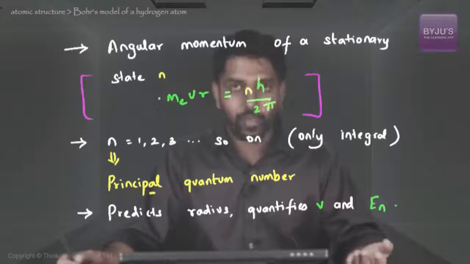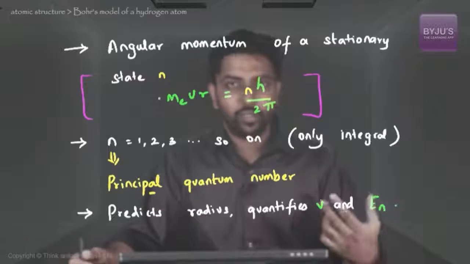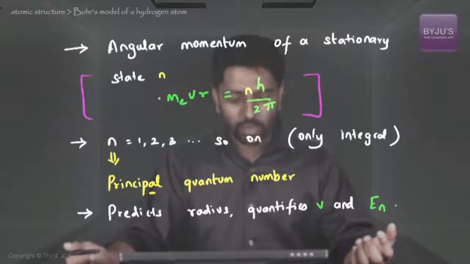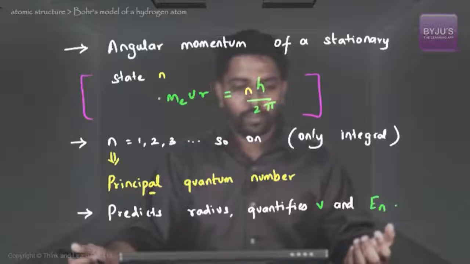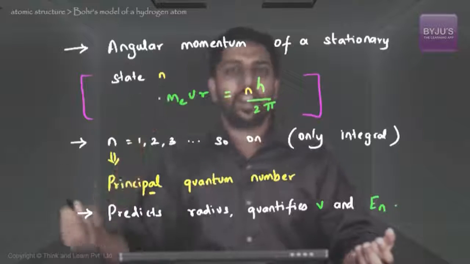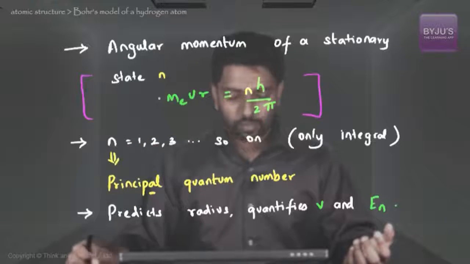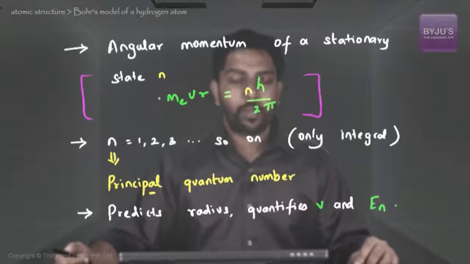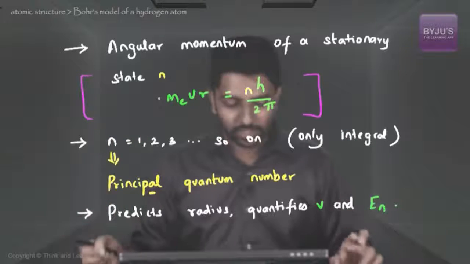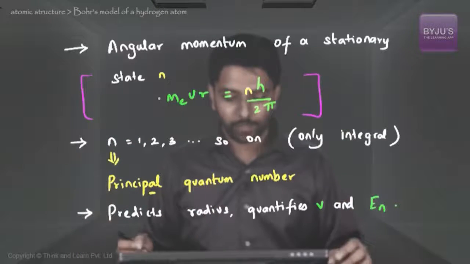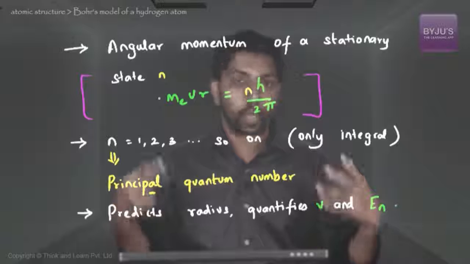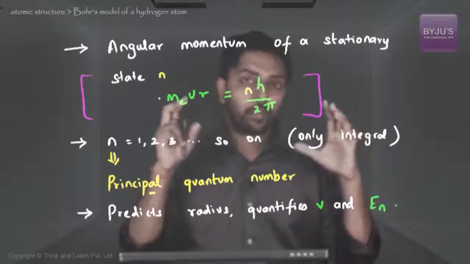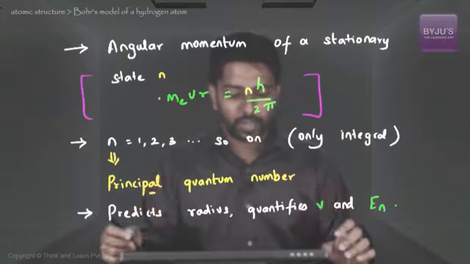mvr gives the angular momentum, and Bohr postulated, he suggested that it has to be quantized. When I say quantized, it cannot take a continuous value. There are only so many things that it can take. And when I use the word quantized, I'm trying to drive the idea that mvr, which is nothing but the angular momentum of the stationary state, is an integral multiple of the quantity h by 2 pi.